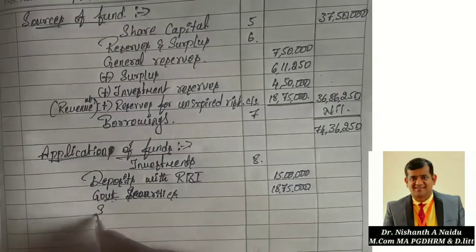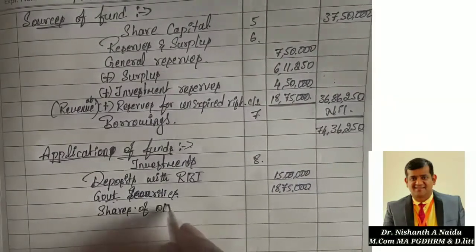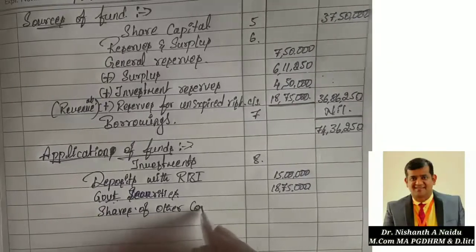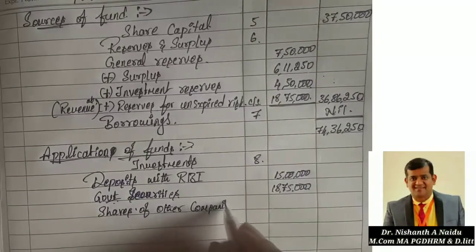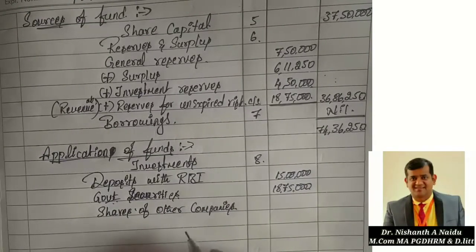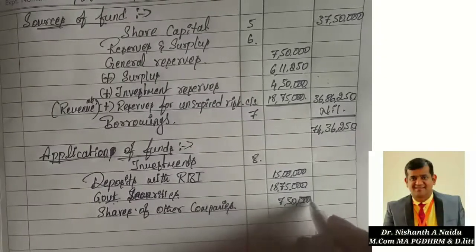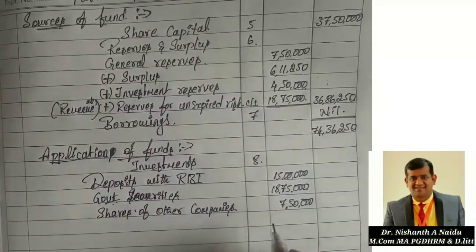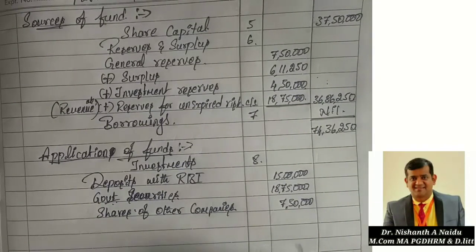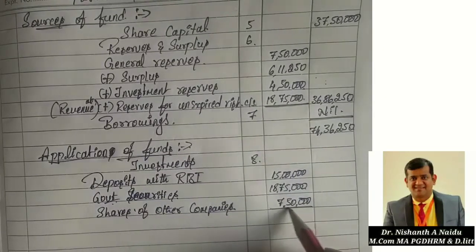So after that we have shares of another company, that is other companies. So that also as an investment. Shares of other companies. How much? 7,50,000 rupees. So write down 7,50,000 rupees. Shares of other companies, 7,50,000 rupees. So any other investments if we have, you can write. So as of now, that's all we have, that is investment part.